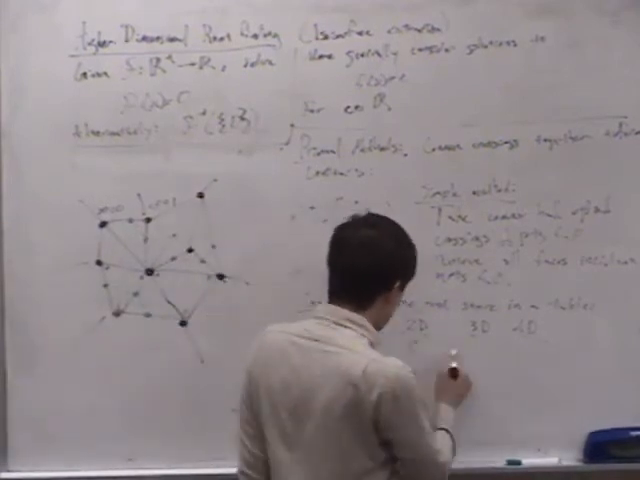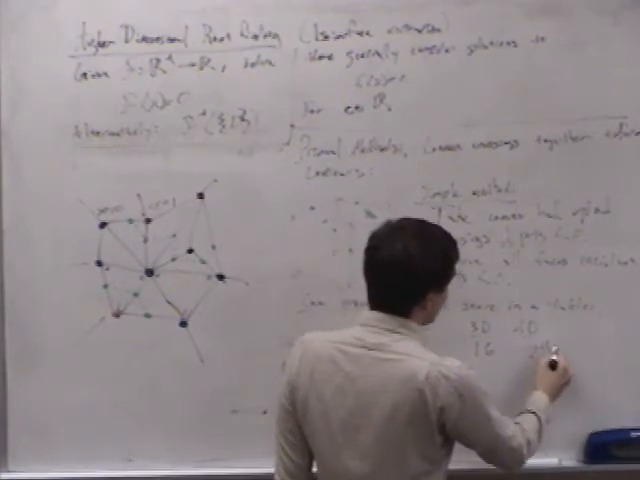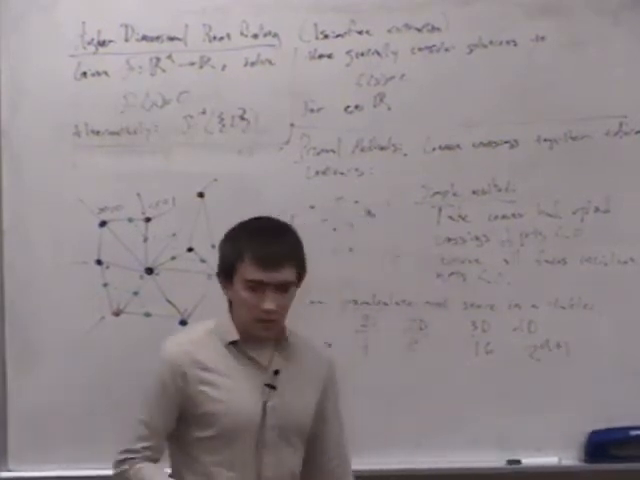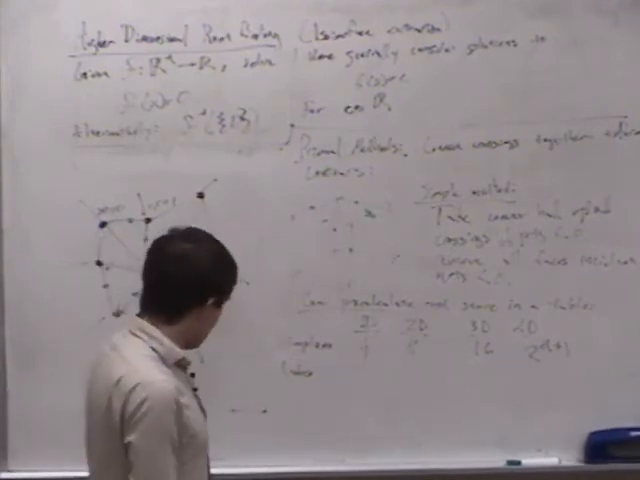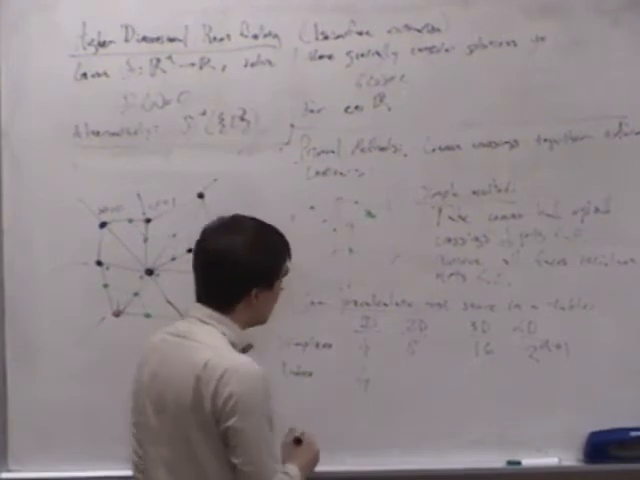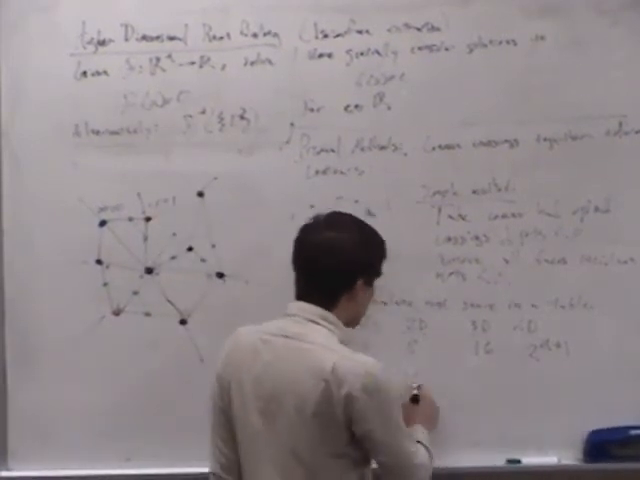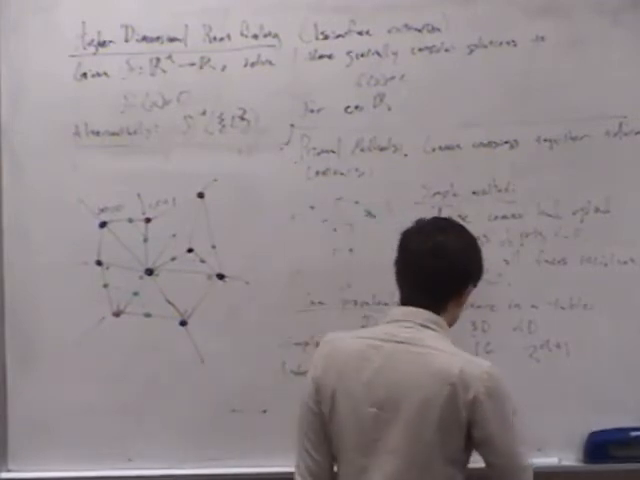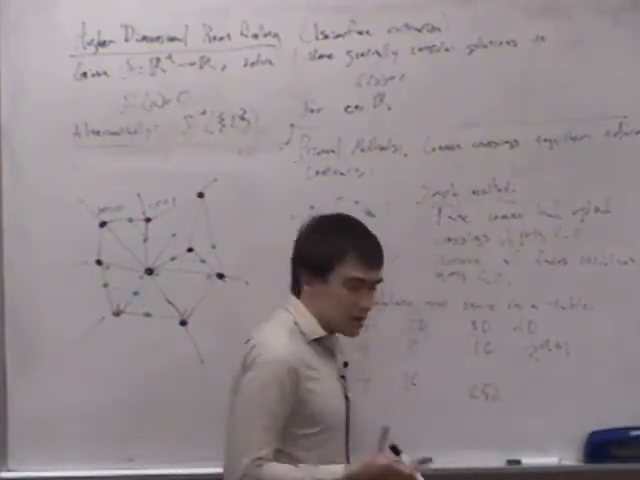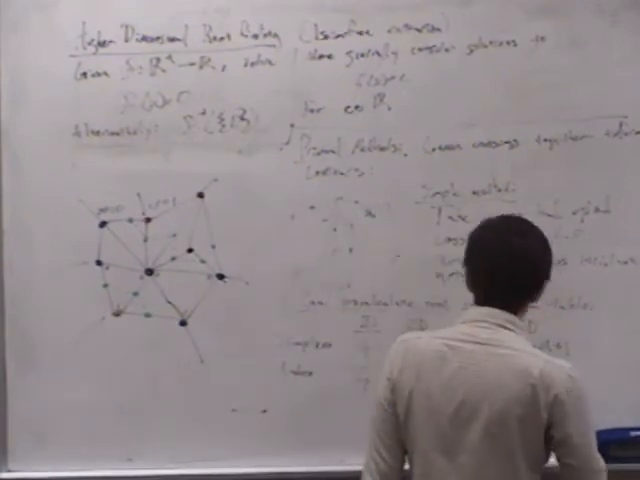Similarly, in 2D, we have 8. In 3D, we have 16. And generally, we have 2 to the D plus 1 entries in this table, because we have D plus 1 vertices. For a cube, 1D, it's the same. In 2D, we have 4 vertices, so we have 16 entries in the table. Then in 3D, we get a table with 256 entries because we have 8 vertices. And more generally, it looks like 2 to the 2 to the D, right?